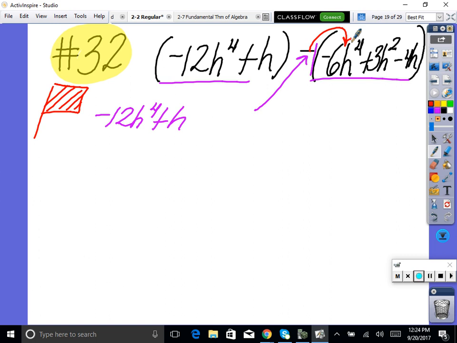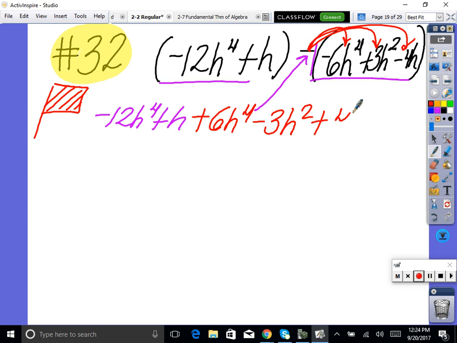Negative 1 times negative 6h to the fourth is positive 6h to the fourth. Does everybody see how I'm writing this? Negative 1 times positive 3h squared. And then negative 1 times negative 4h. Now, we would not have parentheses anymore. We've taken care of distributing the negative. So what happens is people will put back in parentheses and then start multiplying things, which is, I don't know where the confusion came in.